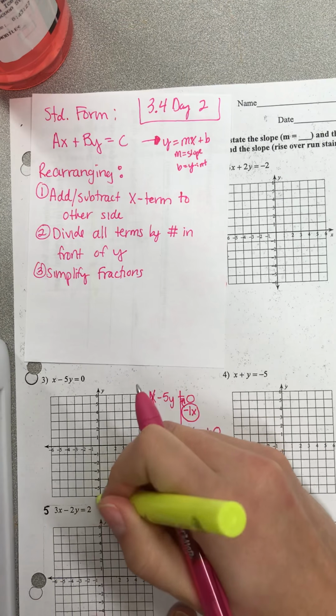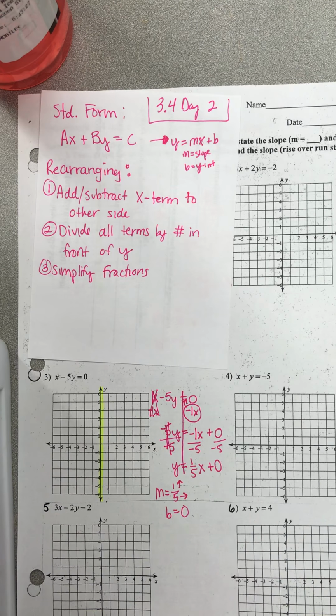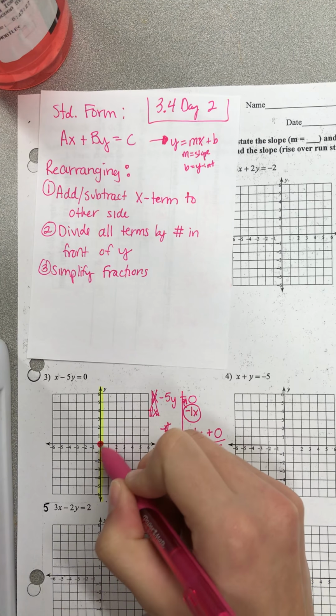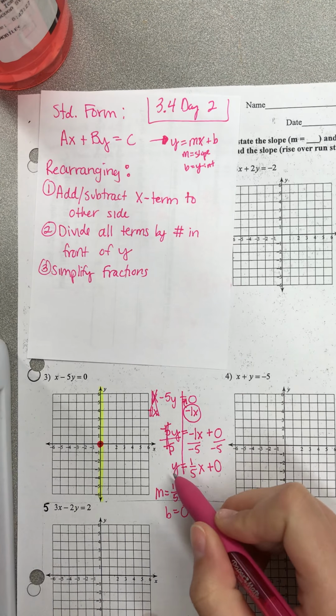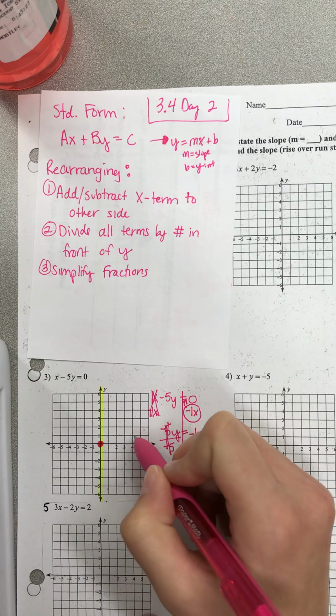If it helps to highlight your y-axis so that you do not forget, go for it. And then you plot your y-intercept, which is 0. Keep your pencil there, and you go up 1, right 5. So you go up 1 block, right 1, 2, 3, 4, 5.